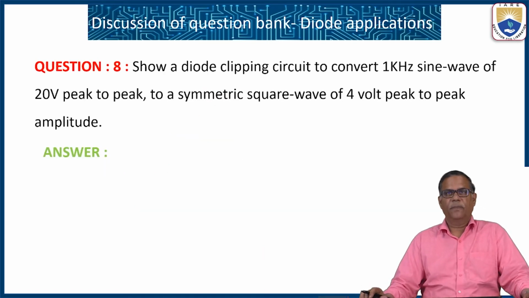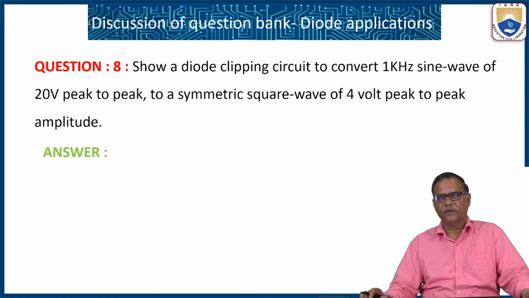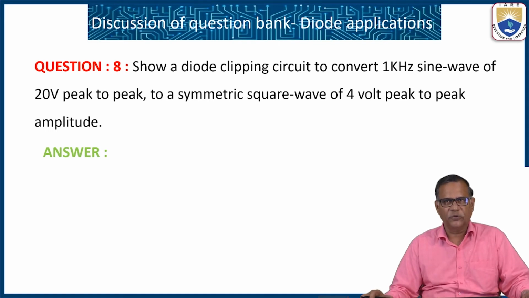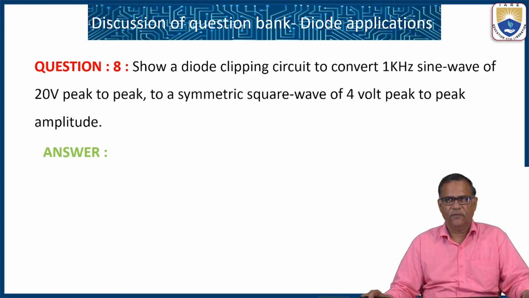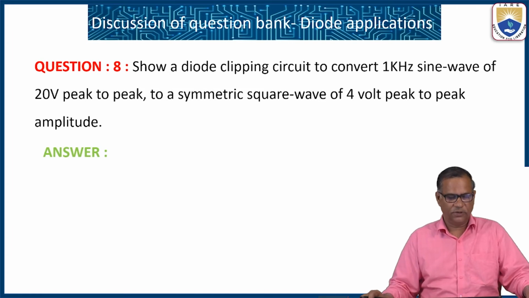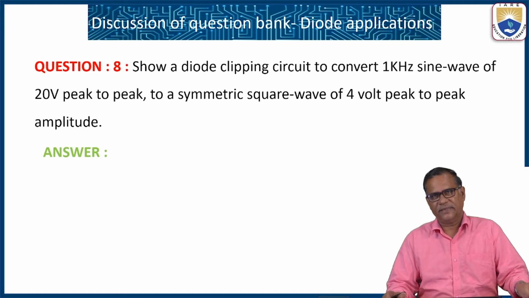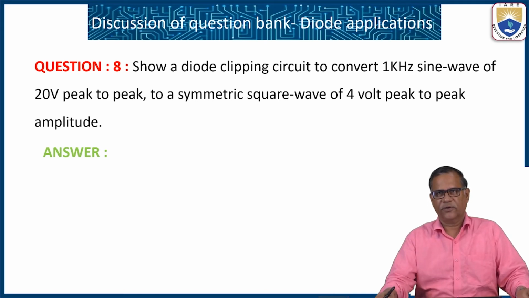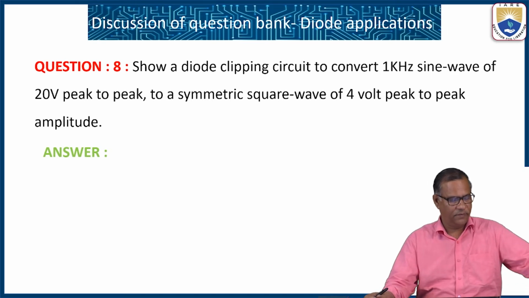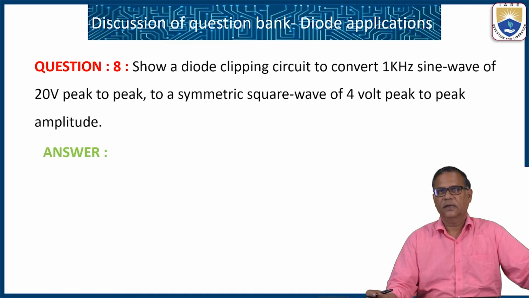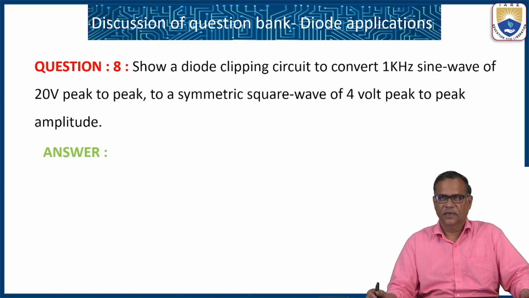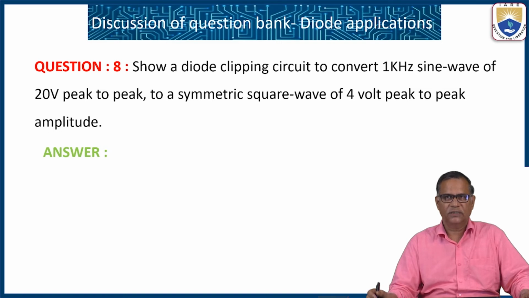Next, question number 8. Show a diode clipping circuit to convert a 1 kHz sine wave of 20 volts peak to peak to a symmetric square wave of 4 volts peak to peak amplitude. So this is the problem. Here we don't get a perfect square wave using a diode clipping circuit, but we get near to a square wave. So let us find out what is the clipping circuit which converts a 1 kHz sine wave of 20 volts peak to peak to a symmetric square wave of 4 volts peak to peak.